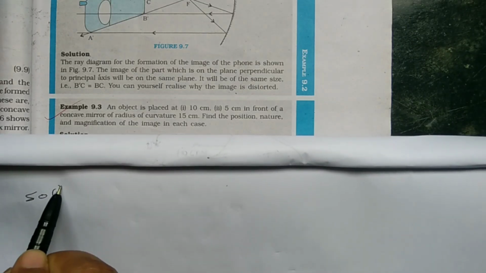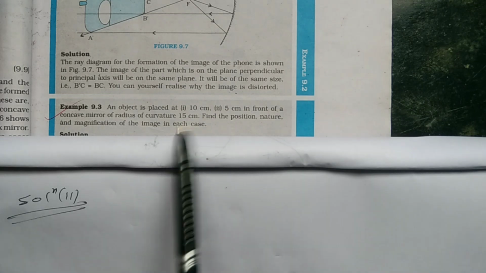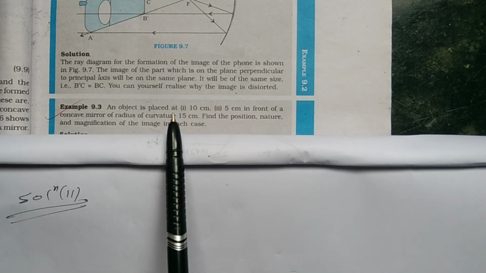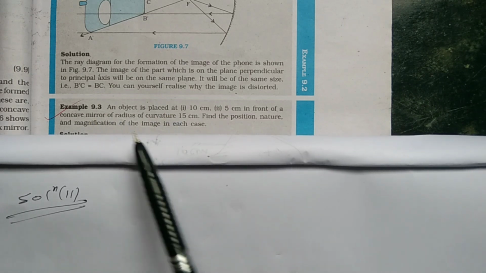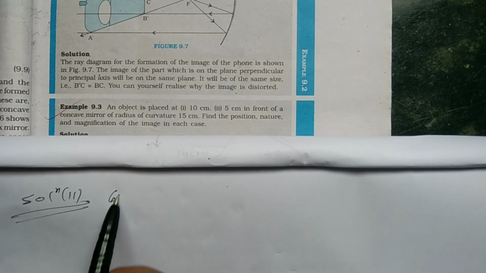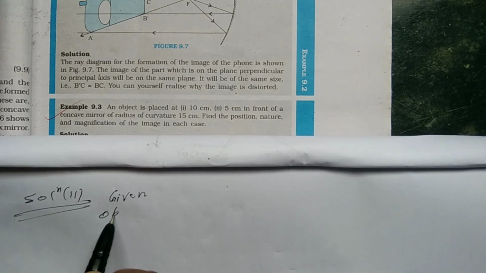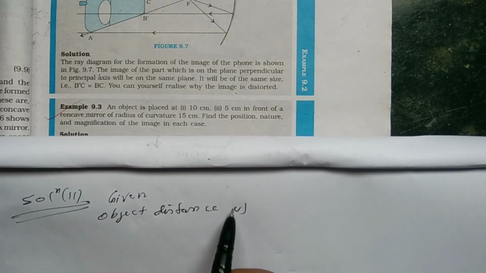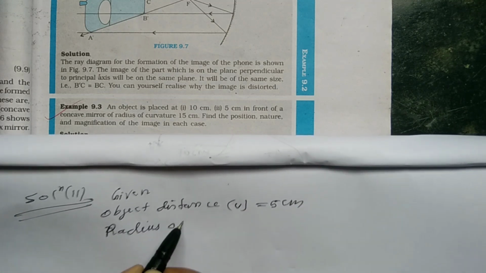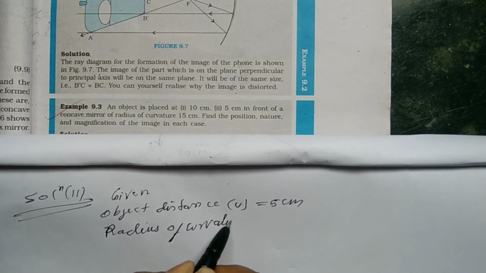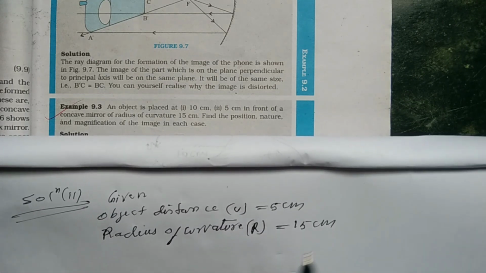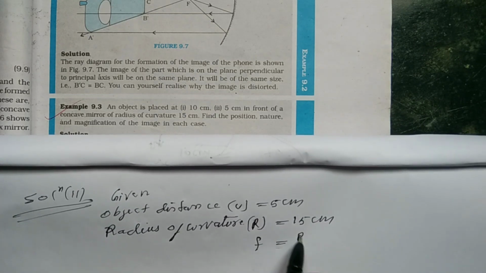Now for condition 2, it is given here only the object distance is different, it is 5 centimeter, but the rest of the distance, that means radius of curvature, is same. So given object distance u equal to 5 centimeter, radius of curvature r equal to 15 centimeter, means f equal to r by 2.